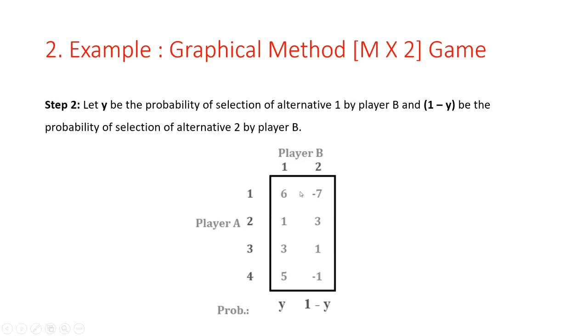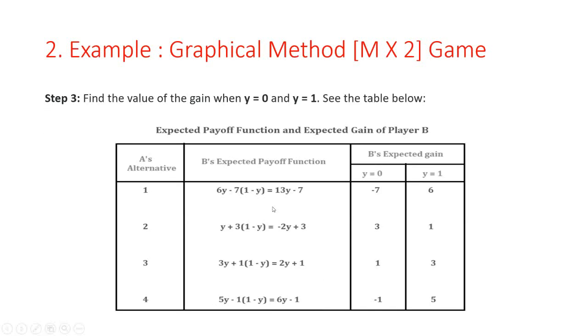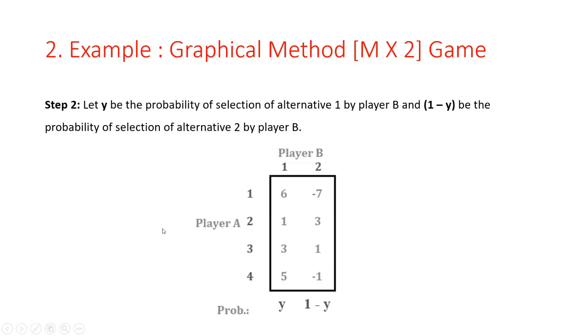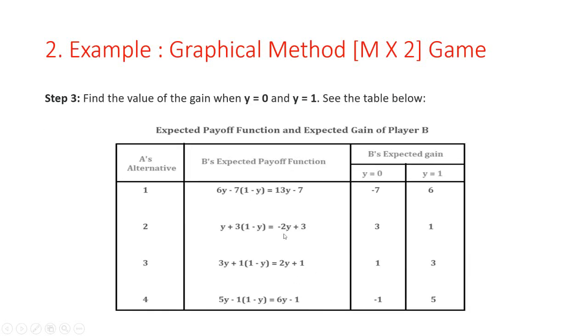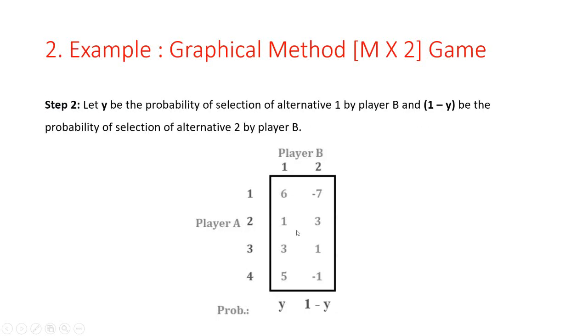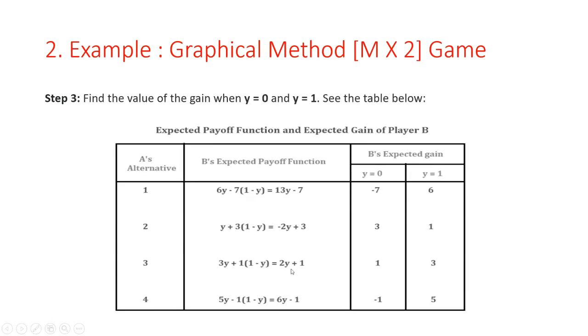payoff function. So here 6y plus minus 7 into 1 minus y. Minus 7 plus 7y. So we get 13y minus 7. For player A2, 1y plus 3 in bracket 1 minus y. So we get the equation minus 2y plus 3. For player A3, 3y plus 1 minus y. So we get 2y plus 1.